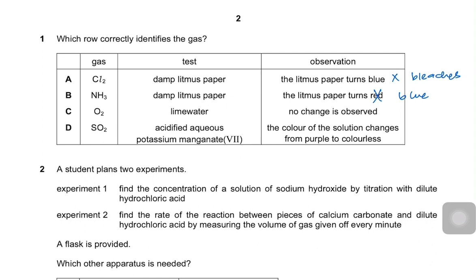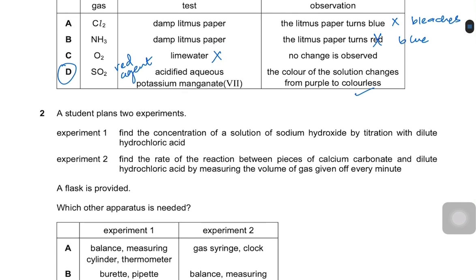So it's not red, it should turn into blue because ammonia is a basic gas. Oxygen is not tested with a lime water. Lime water is used for carbon dioxide gas. Sulfur dioxide gas is actually tested with acidified potassium manganate 7, and the change is that it turns purple to colorless because sulfur dioxide is a good reducing agent. Let's go to the other question.